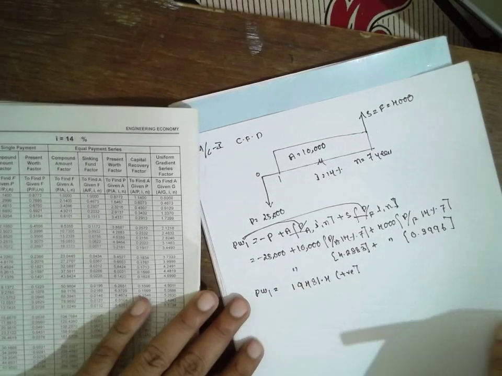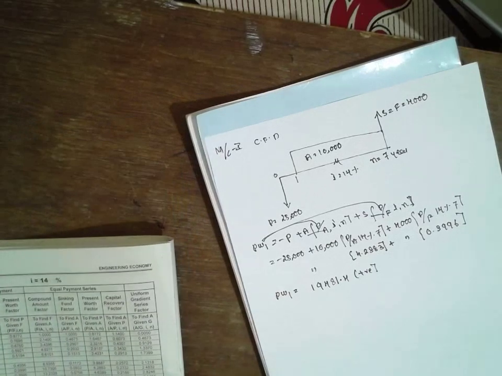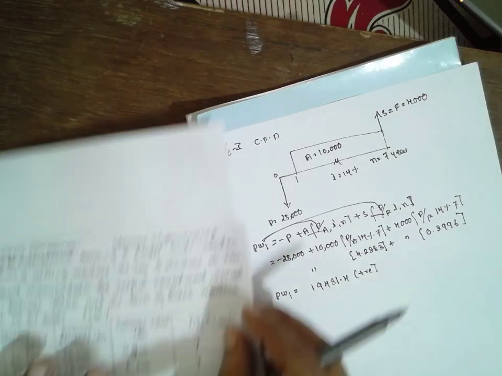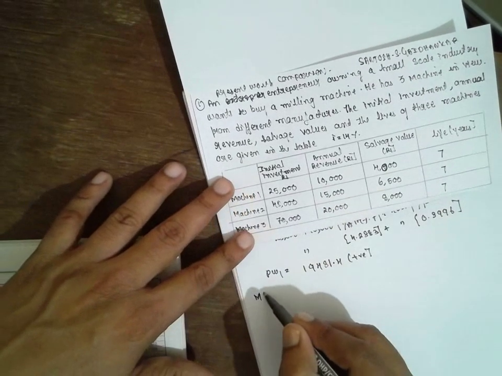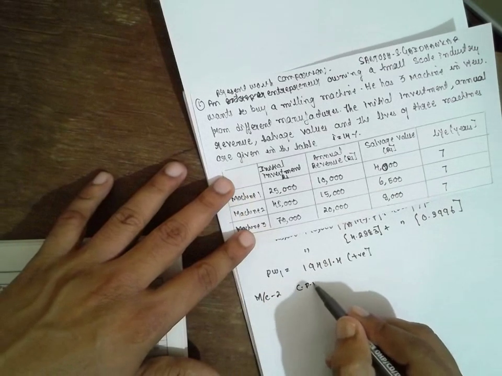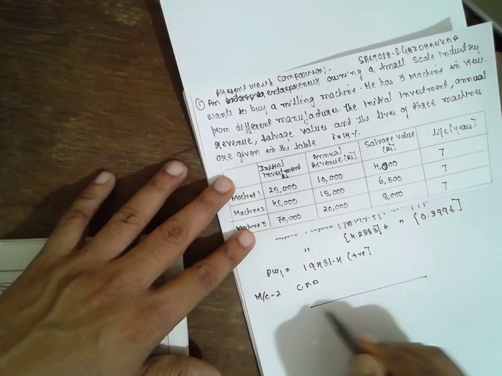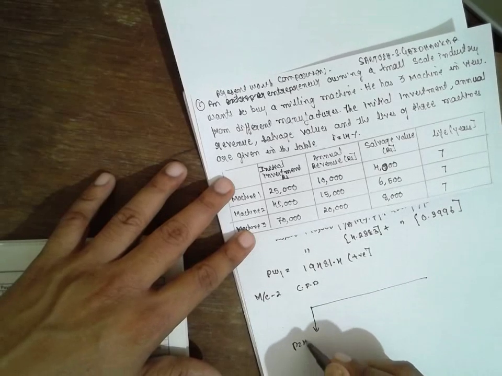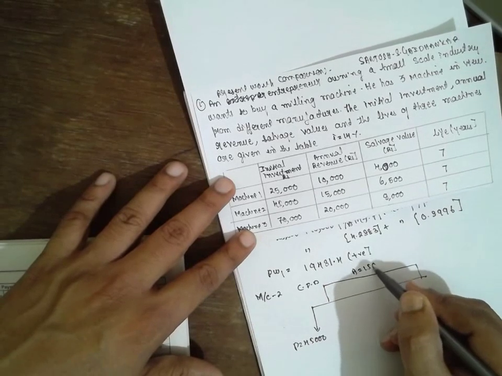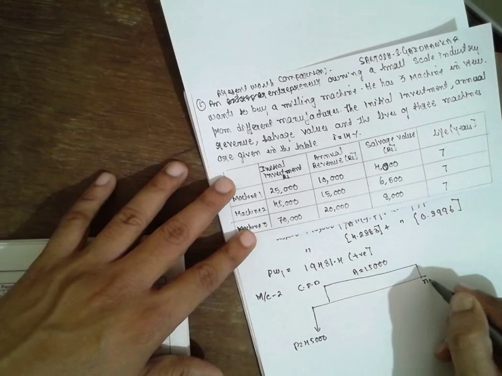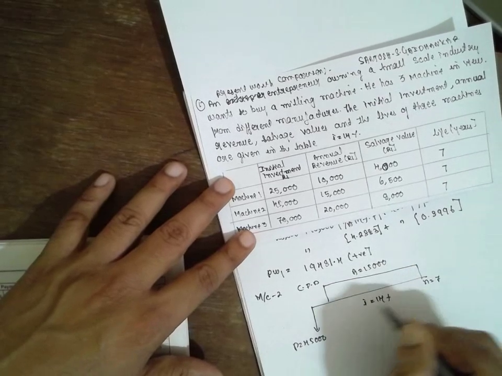I will go for machine 2 now. CFD diagram for machine 2. P is given 45,000, A is 15,000, n is equal to 7, i is 14%.